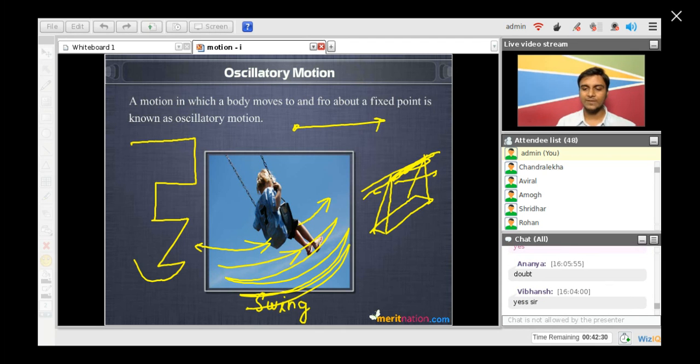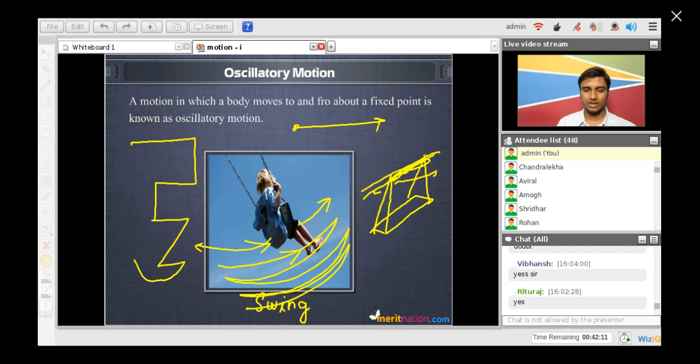Guru, you asked me, can we say that less than half circle motion is oscillatory? Yes, we can say that. If it is to and fro, if it moves forward and moves backward, then we can say that. All right, Guru.